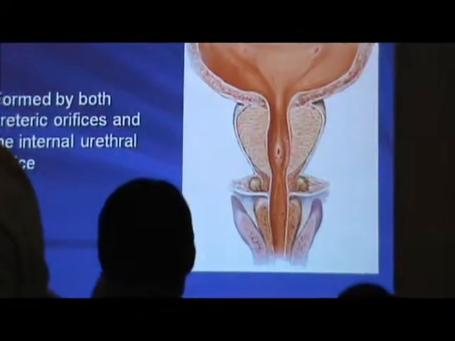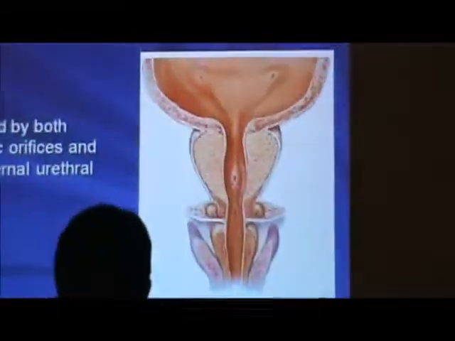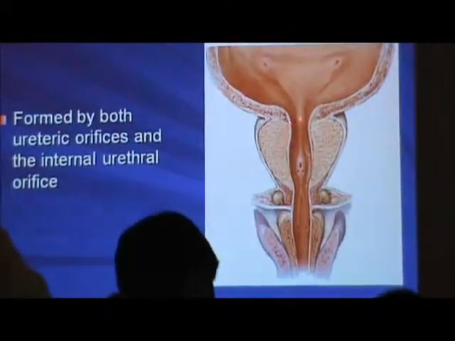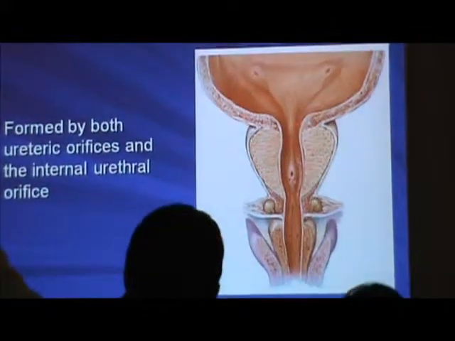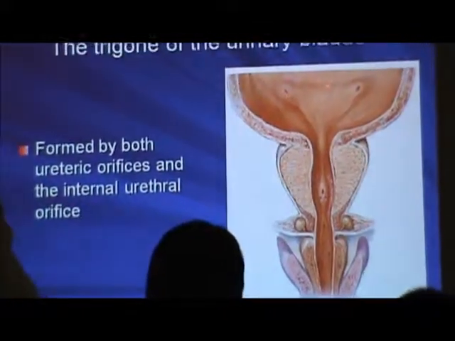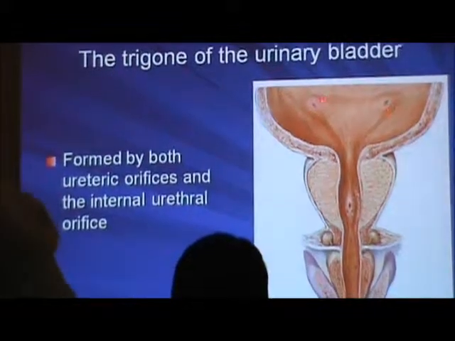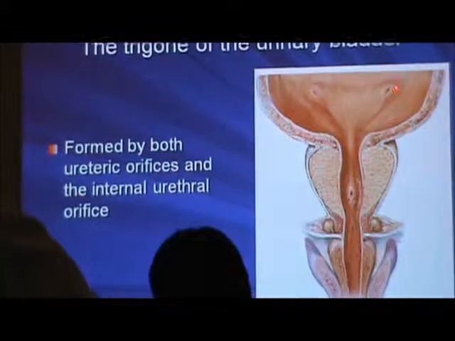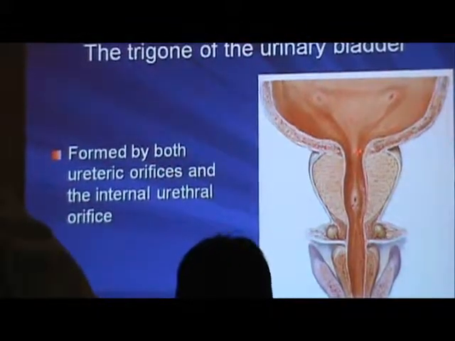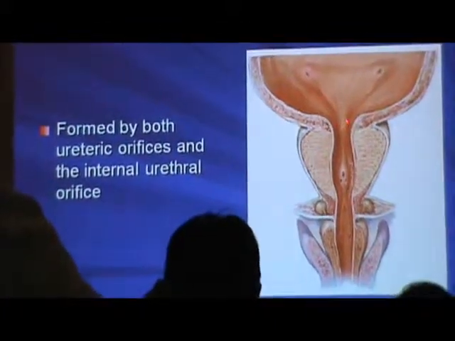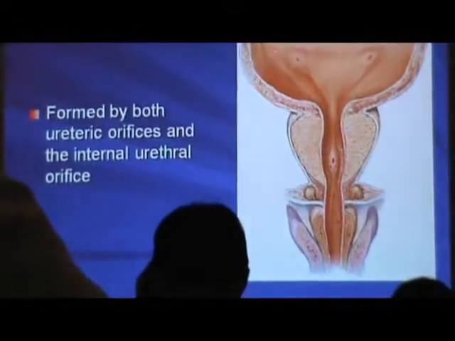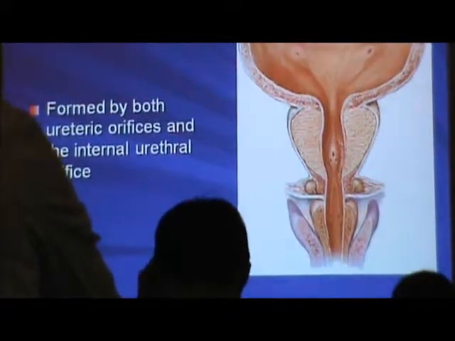The trigone of the urinary bladder is formed by both ureteric orifices and the internal urethral orifice. So look, there is a trigone. This is the right ureteric orifice, this is the left ureteric orifice, and here is one single internal urethral orifice. Note that this trigone belongs to the fundus of the urinary bladder.